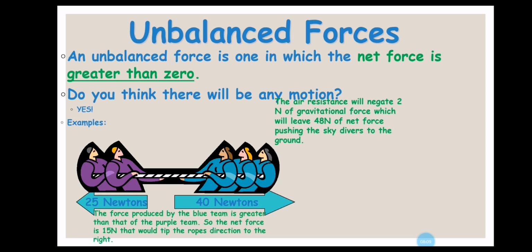So, the force produced by the blue team is greater than that of the purple team. So the net force is 50 Newton. Because we subtract them, we will take that later on. That would tip the ropes direct to the right.